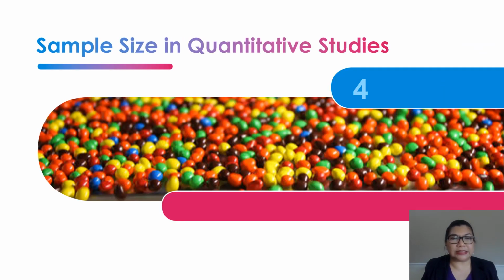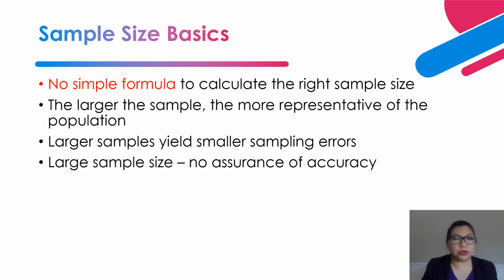So let's look into the sample size in quantitative studies. Now we have to understand that there is no simple formula to calculate the right sample size. The larger the sample, the more representative of the population. That's kind of the basic rule. Larger samples yield smaller sampling errors, but it's still no guarantee that a larger sample size is accurate. So sometimes most researchers will look into previous studies about a similar topic and see what sample size previous researchers used.